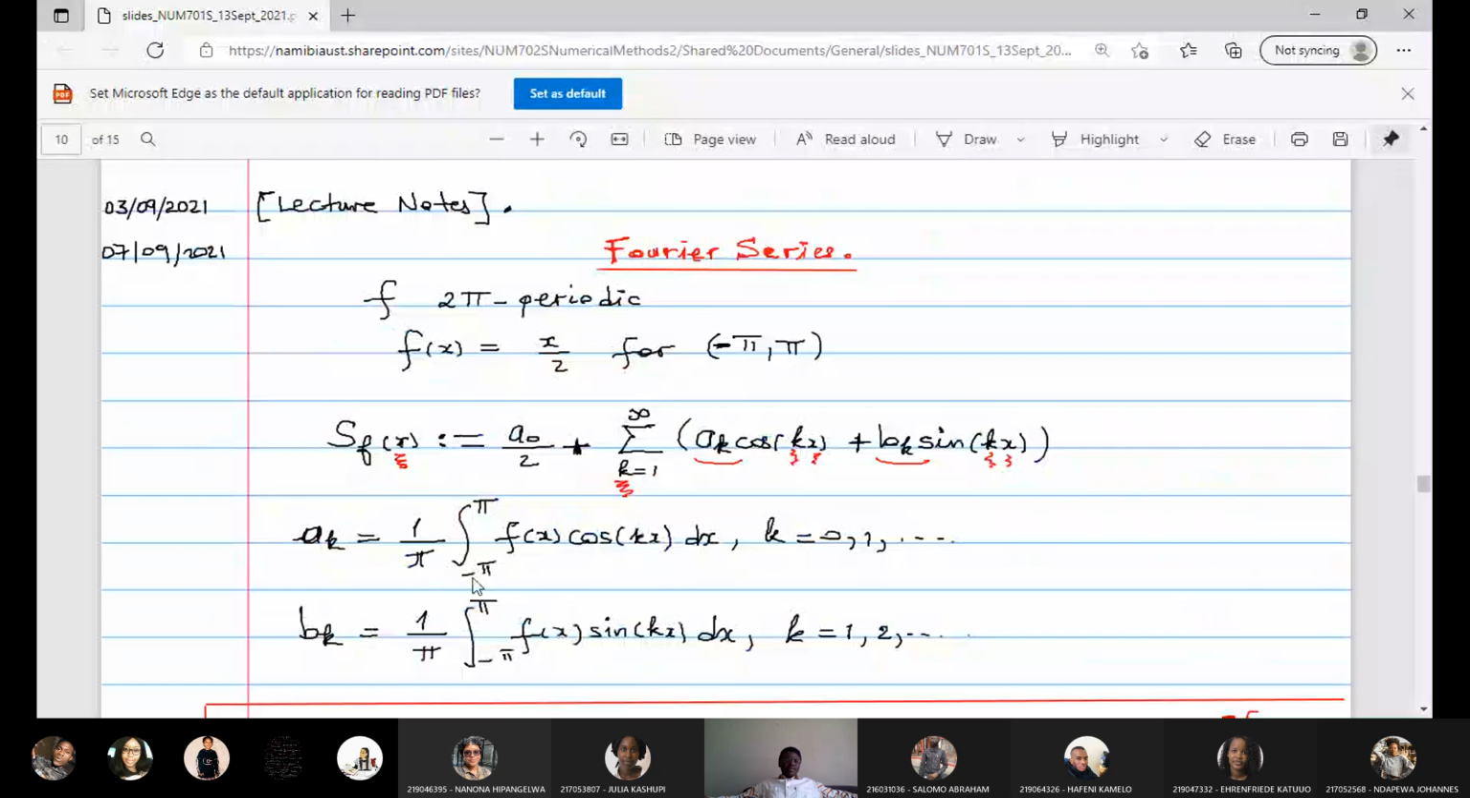1 by pi, the integral from negative pi to pi. For BK it is 1 by pi, the integral. Okay, and then the integrand for AK is f of x cosine kx dx. And for BK, it is f of x sine kx dx. So you compute both a case and b case when your function is an arbitrary function, meaning that it is neither odd nor even. You don't set the a case or the b case to 0 without even computing, right? When you have an arbitrary function.